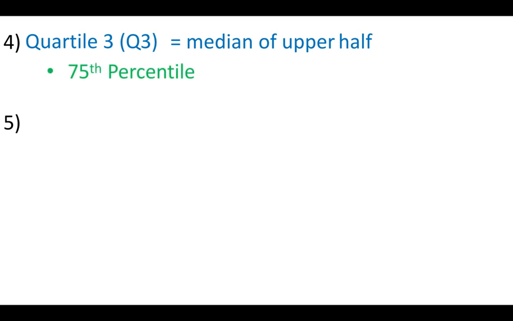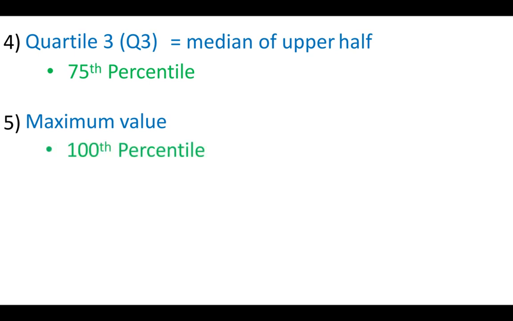The fourth number is called quartile 3, or just Q3. And this is going to be the median of the upper half. So after we've divided it in half, we're going to look at just the upper half of the data and find the median of those values. Think of it as like the 3/4 mark. Quartile 1 would be like the 1/4 mark. This represents the 75th percentile. What that means is 75% of the data would be at or below the quartile 3. And lastly, we have the maximum value, and that represents the 100th percentile. So 100% of the data would be at or below the maximum value.